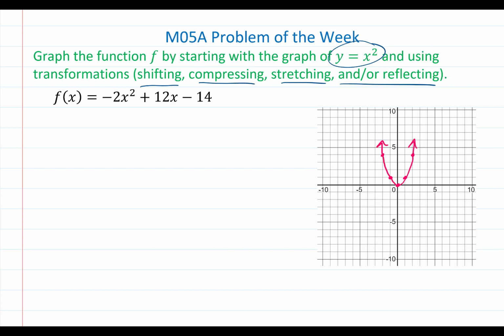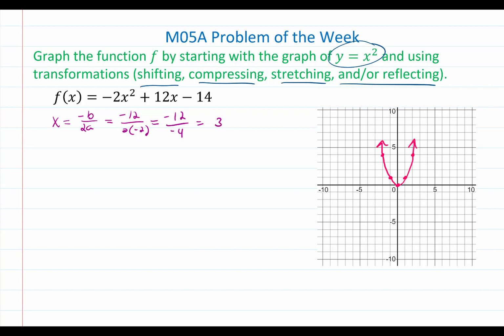Now let's again start with shifting. So as the vertex moves around in the coordinate plane, left, right, up, or down, that also represents shifting. So I need to find the vertex. To do that, I'm going to use the formula x equals opposite of b over 2a. Opposite of b would be negative 12 over 2 times negative 2, which is negative 12 over negative 4, which is equal to positive 3. So that's the x-coordinate of my vertex.